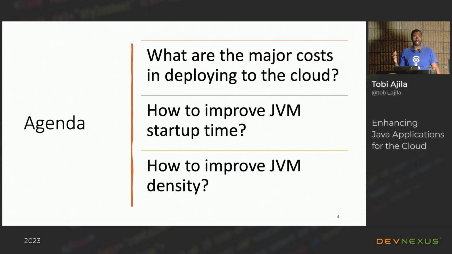So we will look at how to minimize those costs, and we will see how improving startup time and density helps to minimize those costs. We're going to focus on minimizing costs for JVM-based app servers. So this is a JVM-centric talk.